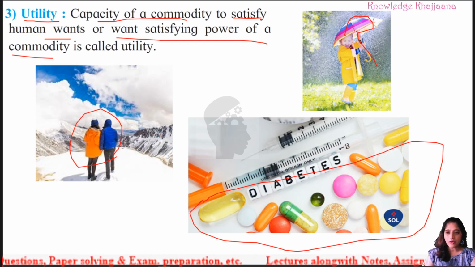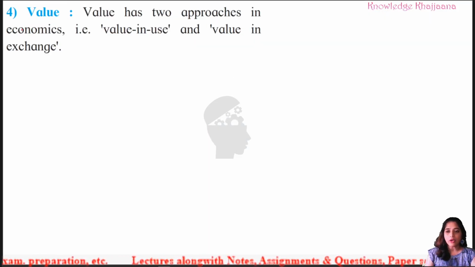The next concept of microeconomics is value, okay. Now see, these are the different goods and services we have seen, but they have some value. Okay, so value means what? See, value has two approaches in economics. Approaches means value can be learnt, value can be studied in two ways, okay, by using two different ways of looking at it.